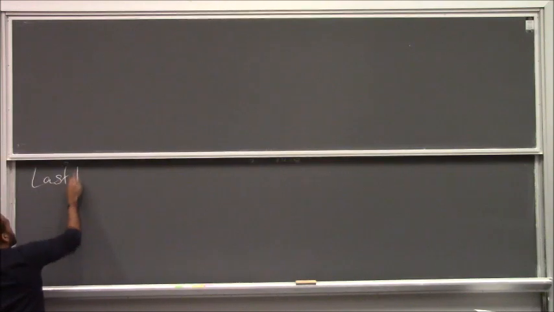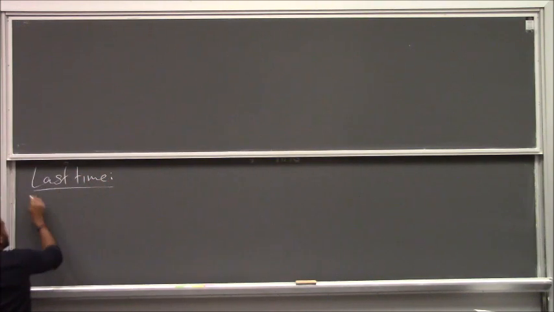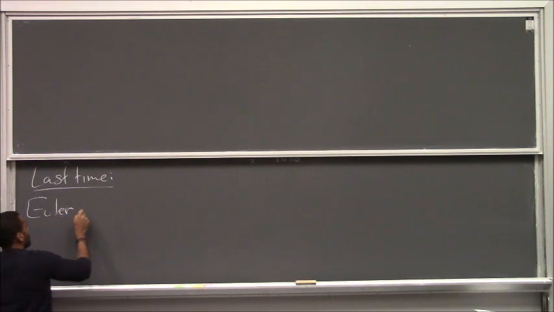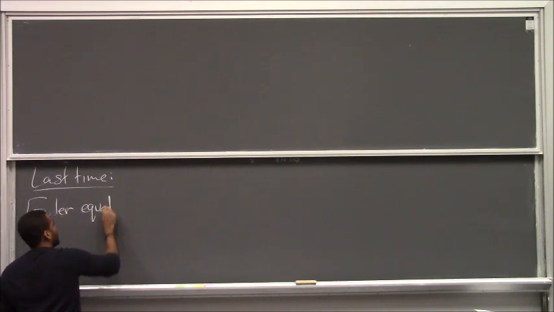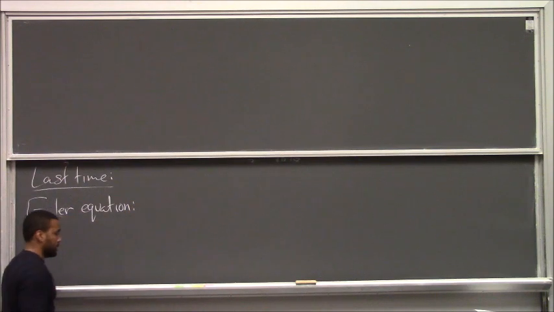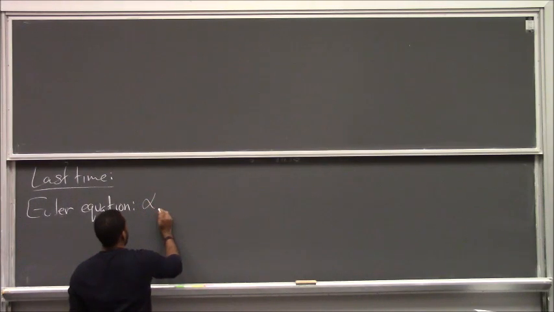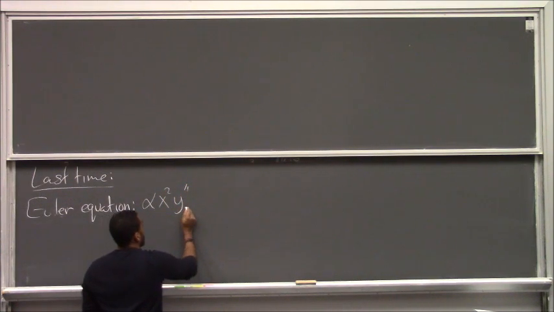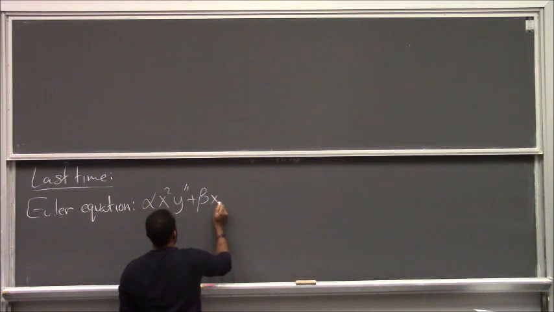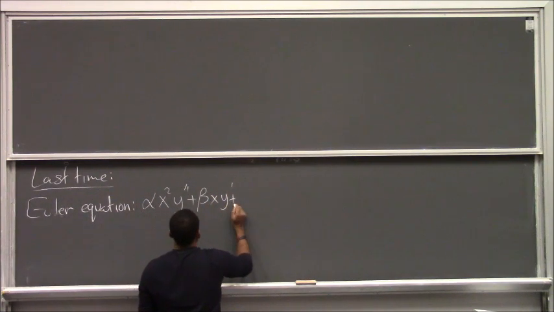Last time, we looked at something called an Euler equation. So let's talk about the Euler one where we don't need cosine. What does that look like? Alpha x squared y double prime plus beta x y prime plus gamma y.